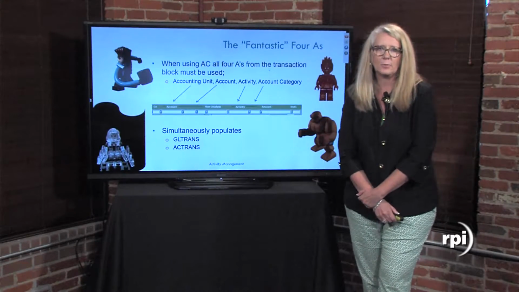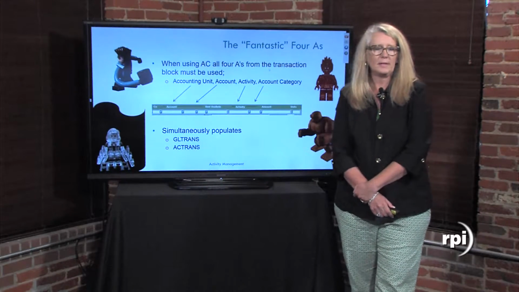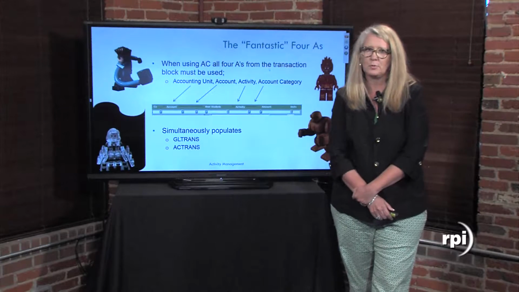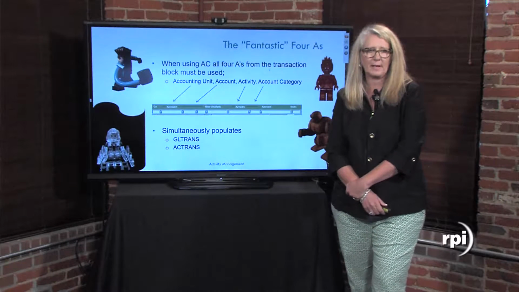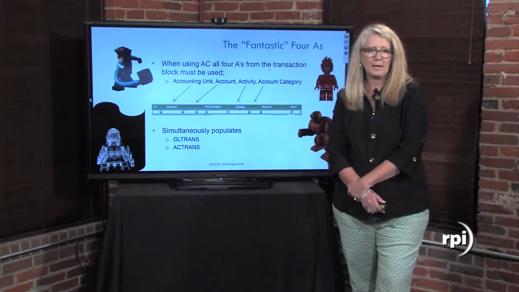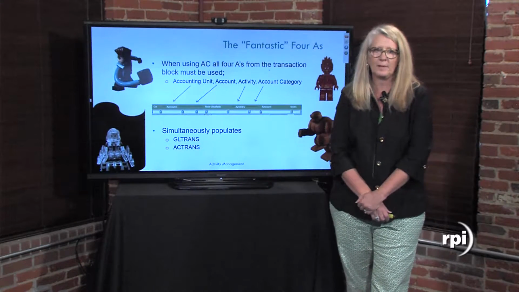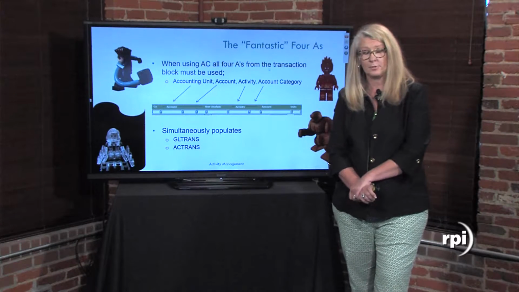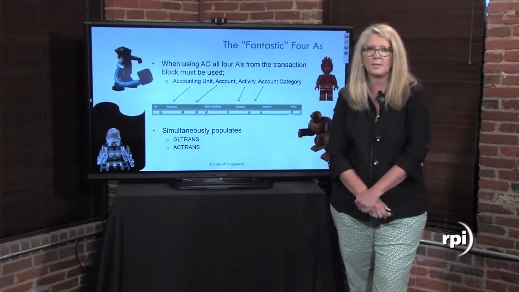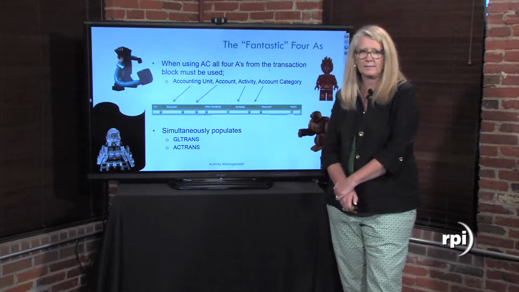The fantastic 4 A's of activity management. When you use AC, you have to use all 4 A's from the transaction block, which means I have to populate an accounting unit, account, activity, and account category. Whenever I create these on a transaction, it simultaneously populates both the GL trans as well as the AC trans.